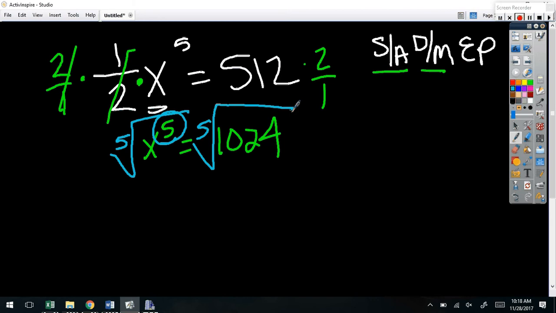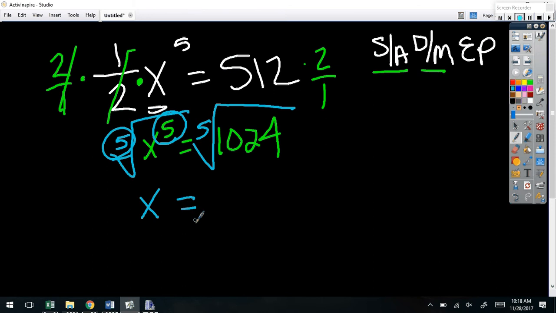So it's root and whatever number it is. The key is that these two have to match to get them to cancel. What 5 times equals 1024? I would definitely probably use my calculator. It's 4.